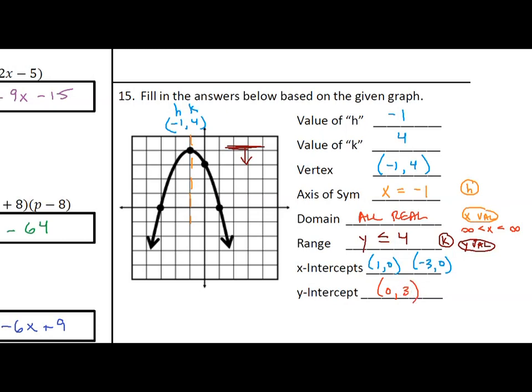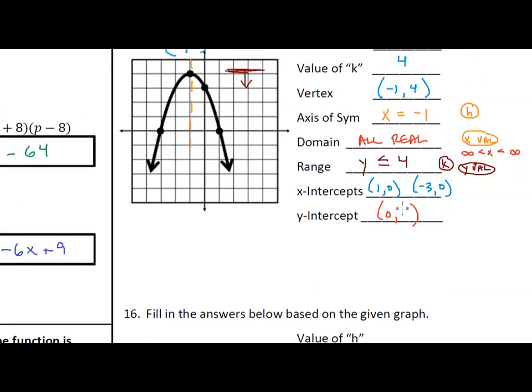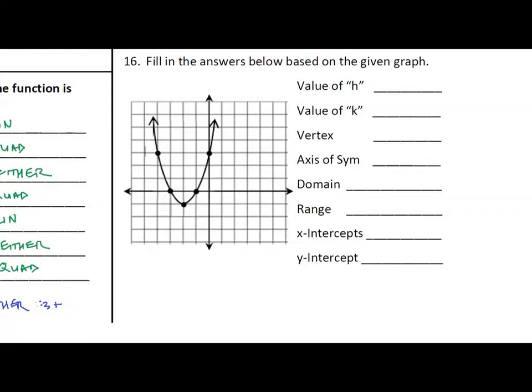I would totally suggest you do number 16 on your own. You should be doing these on your own and then going back and looking at the answers to see if you're getting them right. Question number 16, fill in the answers below. All right, our h and k come from our vertex. Our vertex here is at (-2, -1). So our h value is -2, our k value is -1. Our vertex is (-2, -1).